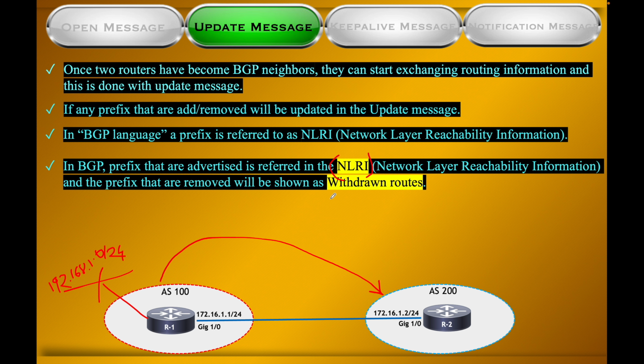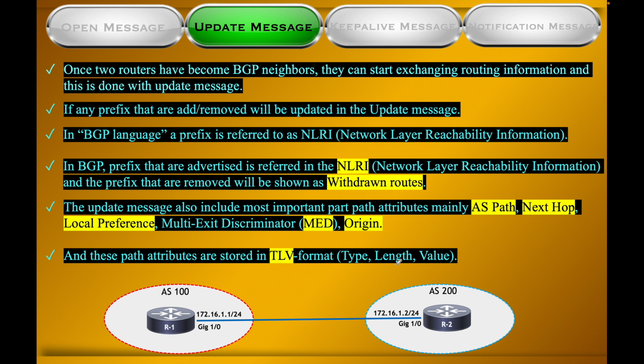Now another part is the withdrawn routes. What is that? In case you remove this route, suppose you don't require it, it was on a temporary basis for your specific purpose, then you will remove it. Whenever you remove it, that is also sent via the update message, and that comes under the field of withdrawn routes. So whenever I add a route, it is sent using the update message and referred to here as an NLRI. And if I withdraw or delete any route, it will be treated as a withdrawn route.